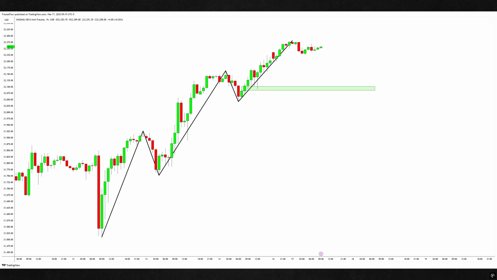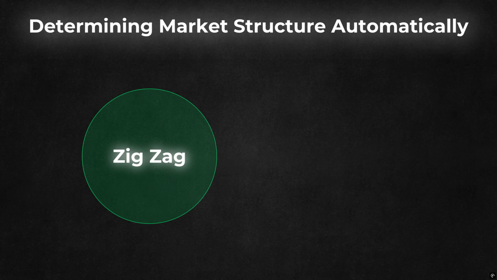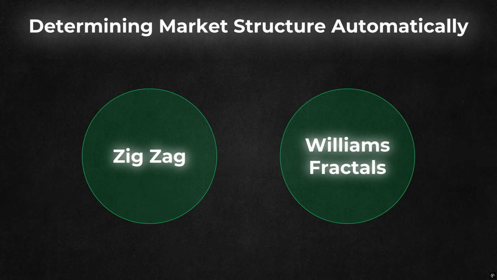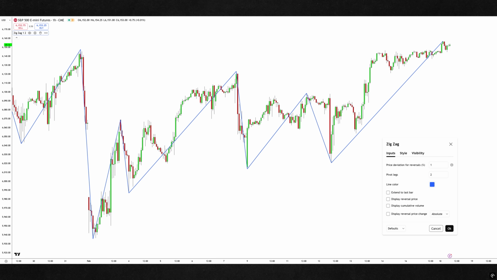There are a couple of ways of determining market structure automatically, which is especially useful for traders who don't have enough experience with reading structure. The first way is by using an indicator called zigzag, and the second way is by using an indicator called Williams fractals. Let's first see how the zigzag works. Plot the indicator and change the setting called price deviation for reversals to 1, and the setting called pivot lags to 2. You'll notice that the indicator will highlight the larger market structure automatically for you.